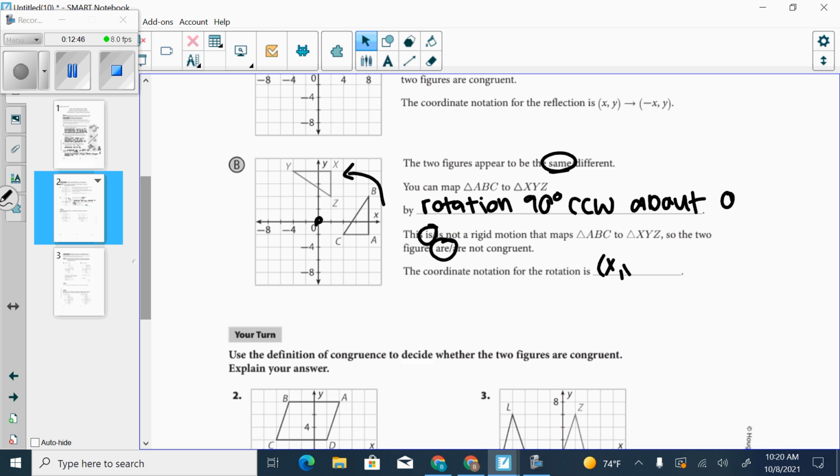So I had my original point (x, y). If I make a 90-degree rotation counterclockwise, what happens?